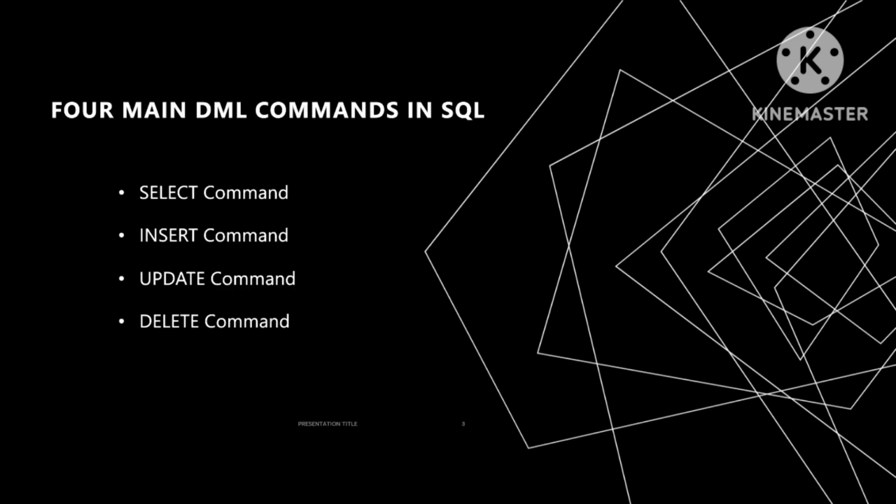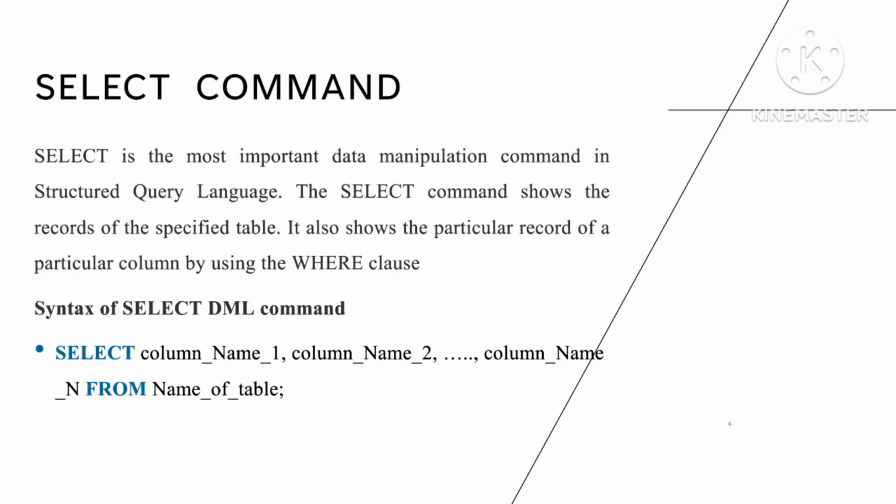There are four major commands that come under the roof of DML commands. They are select, insert, update and delete. So further, we'll see what are each of their applications. To start with, let's have a look at the select command.